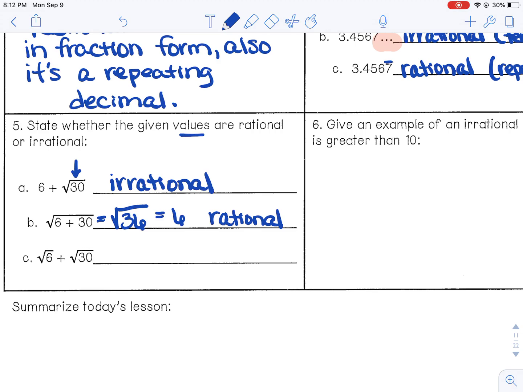Okay. The last one, we still have 6 and 30, but we have the square root of 6 plus the square root of 30. Both of these are irrational numbers because neither one of them is a perfect square. I cannot add them together like I did on B. So I have an irrational number plus another irrational number, and that's going to give me another irrational number. So I hope what you're seeing is that if you have an irrational number, it doesn't matter if you add to it or you multiply, its value is always going to stay irrational.